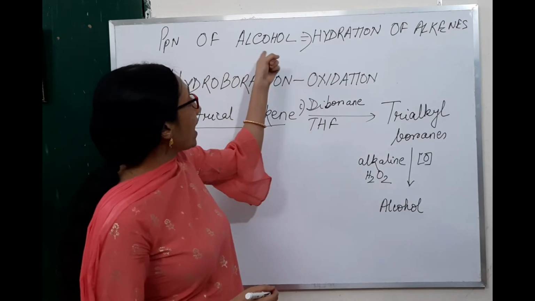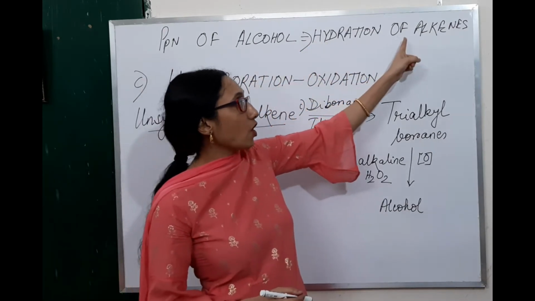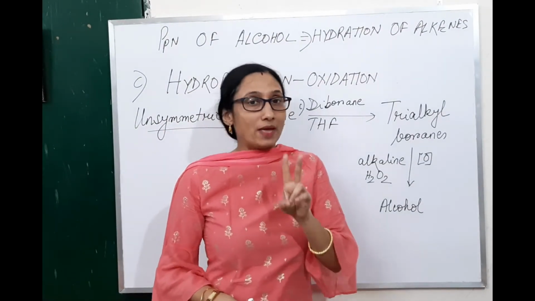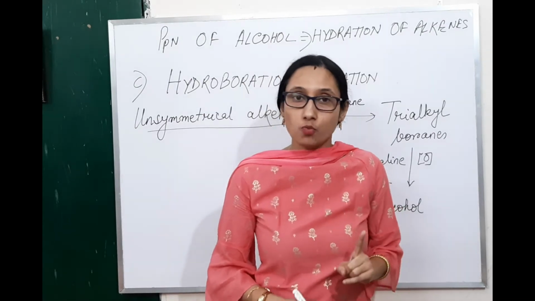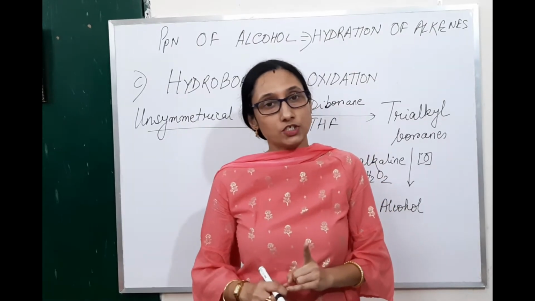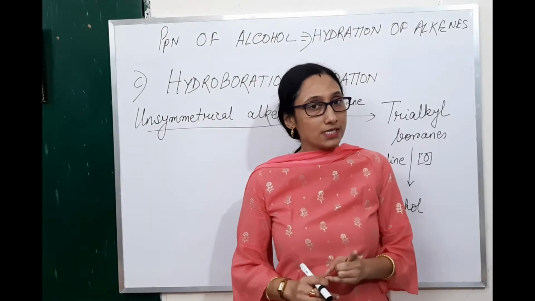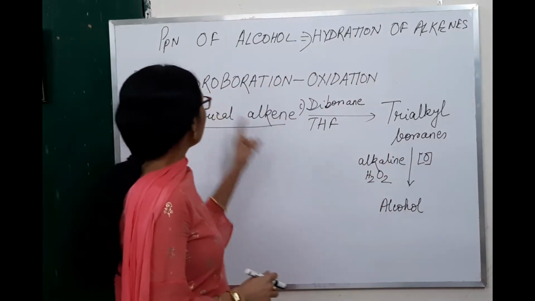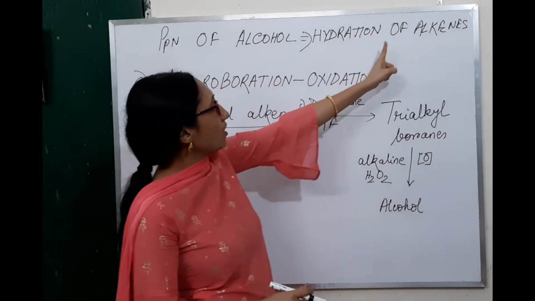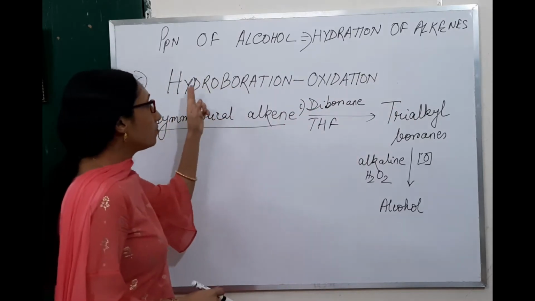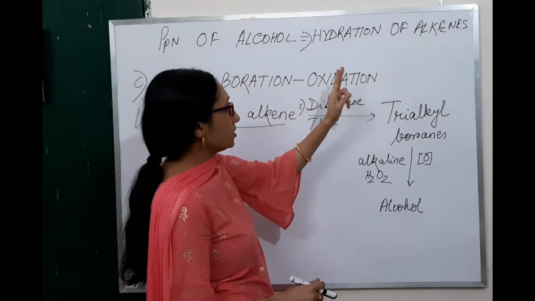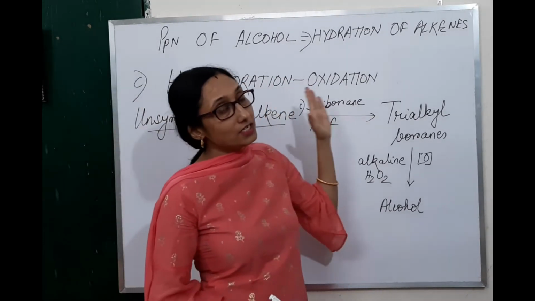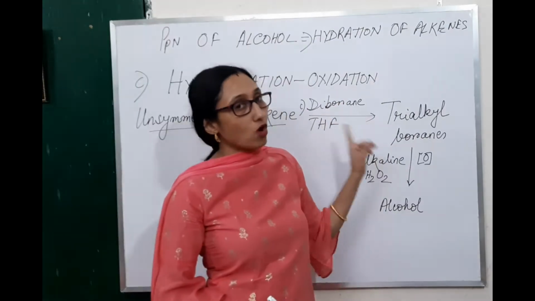The preparation of alcohol by hydration of alkenes. In our previous class, we studied two methods of hydration. The first one was acid catalyzed hydration of alkenes, and the second one was oxymercuration-demercuration. Today we will learn the third method of hydration of alkenes, that is hydroboration followed by oxidation. And this method of hydration of alkene is an indirect method of addition of water.